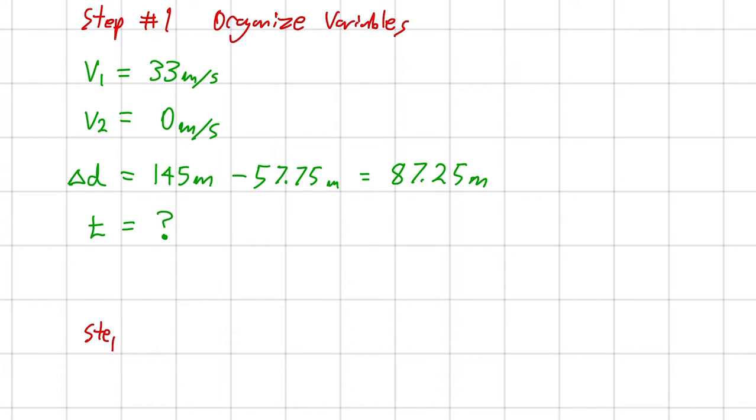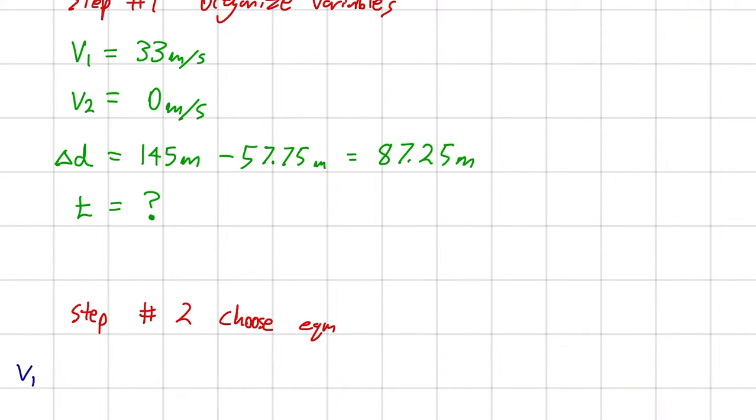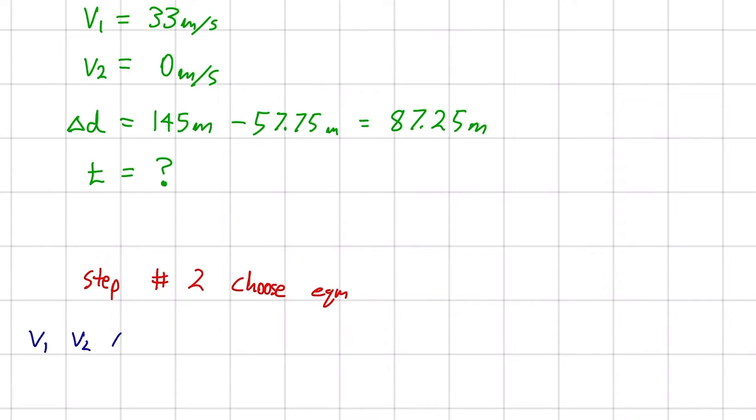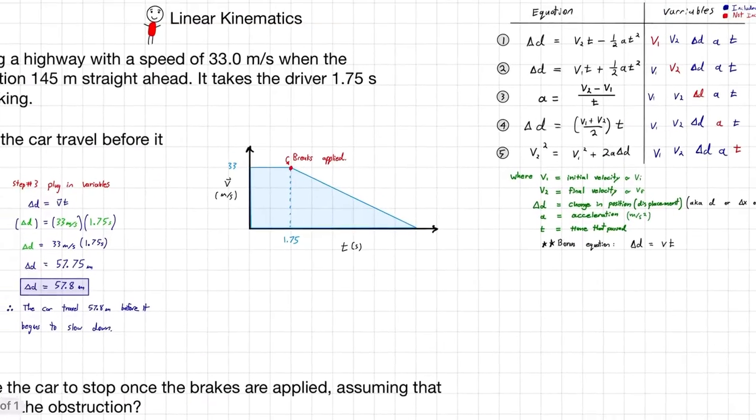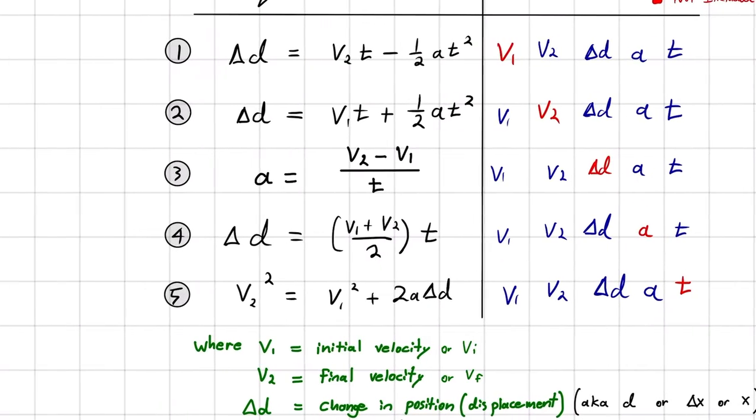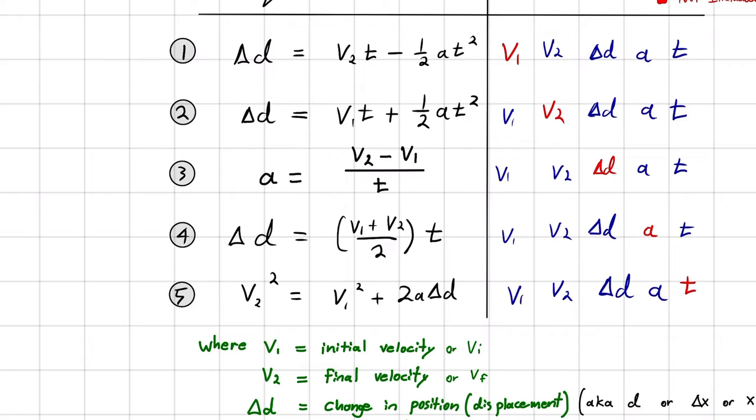That brings us to step 2, to choose an equation. Looking at the variables, we have a V1, we have V2, we have delta D, and we have time. So which equation are we going to use? Well, let's go back up to our chart and see which equation uses all those variables. Let's look. V1, V2, delta D, and time. So it looks like we're going to be using equation 4.